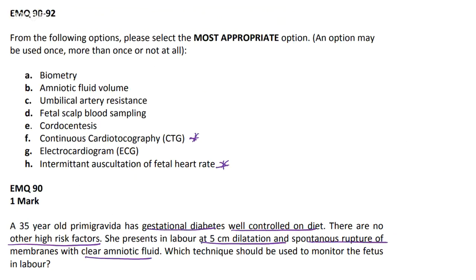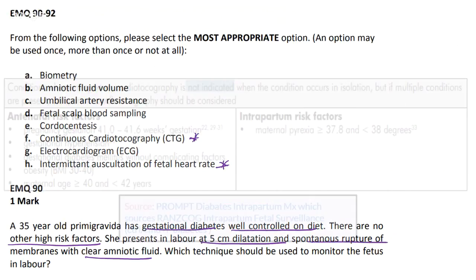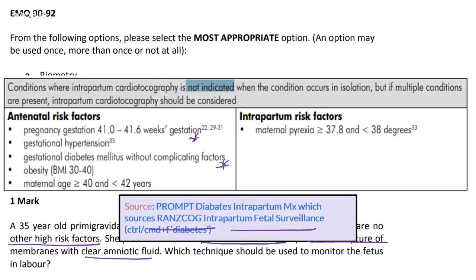Okay. Now this is another adventure that I had. Trying to find what the actual answer was, I actually thought it was CTG as well. But it turns out that it's false. So the answer is auscultation. It's very easy to find these kinds of answers. This is why I always tell you, look at the guidelines. It clearly says in the guidelines, it is not indicated when they have no other risk factors.